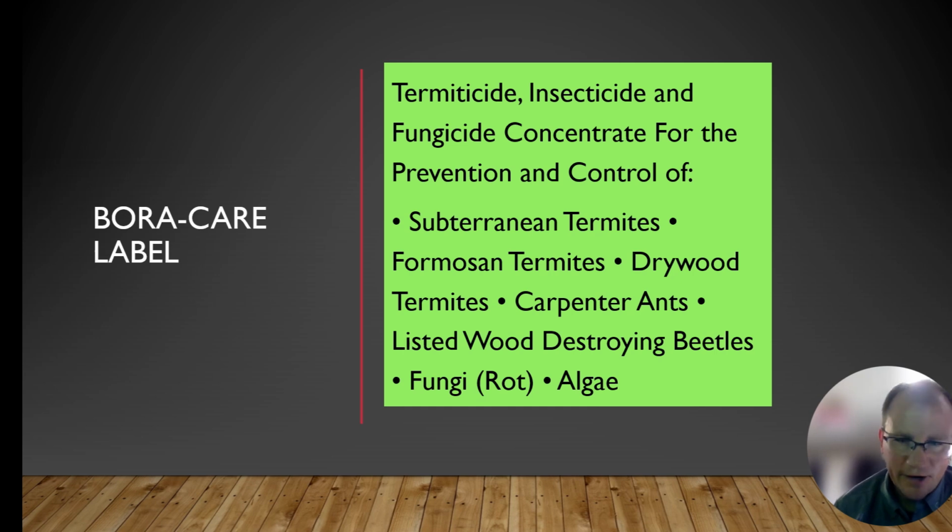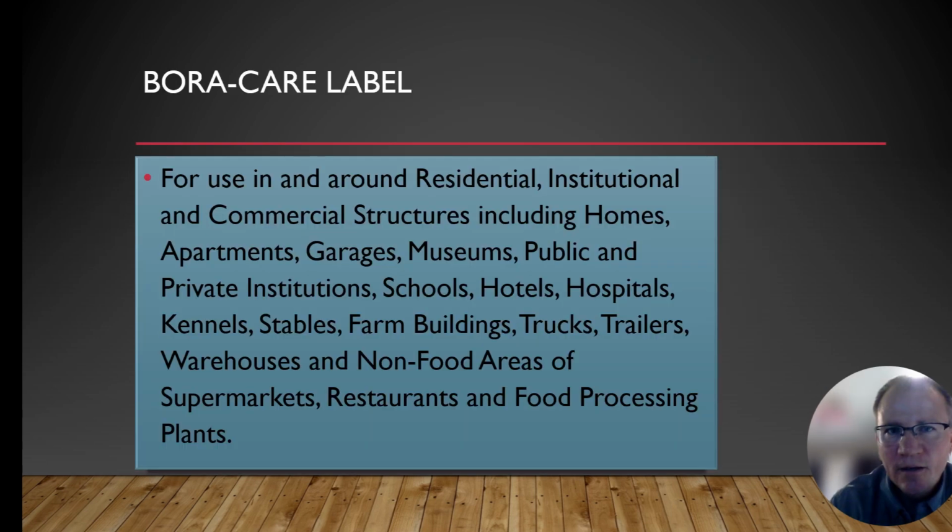Looking at the top of the Boracare label, I took some of the verbiage off there, but basically Boracare itself is a termiticide, insecticide, fungicide. It's a concentrate for the prevention and control of things like subterranean termites, Formosan termites, drywood termites, carpenter ants. It's also listed for wood destroying beetles, fungi, rot, and algae. So that's just some of the things that you can control with Boracare. So guys, anytime we talk about a label, obviously you're going to need to read the label before you apply any products. I know I've mentioned that time and time again. I'm just showing you different sections of it to give you an idea of some of the things that are on the label.